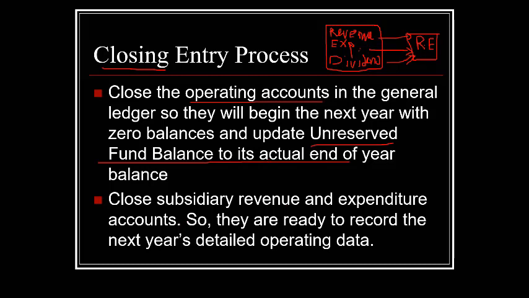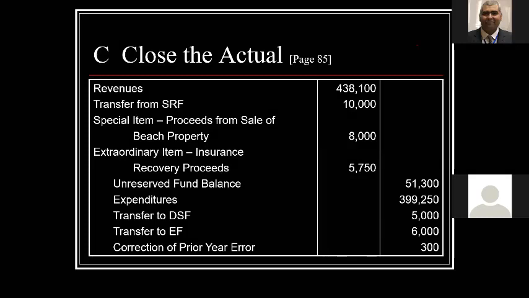You have to close all of these accounts in order to start the new year with zero balance. Okay, let's see an example for the closing entry. Of course, the revenue account has a credit balance, as you all know. Revenue always has a credit balance, so in order to close it I have to debit it. So this is what the government did.